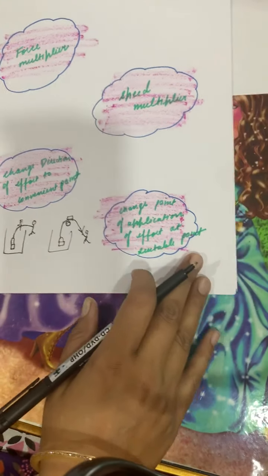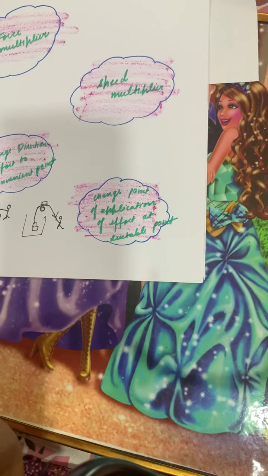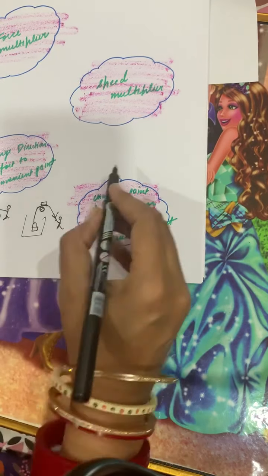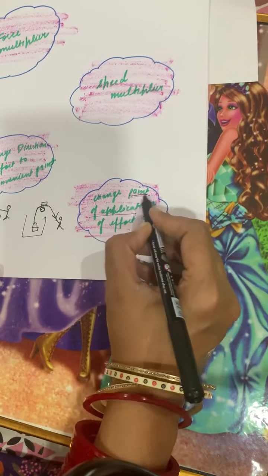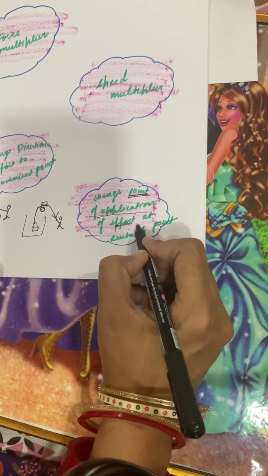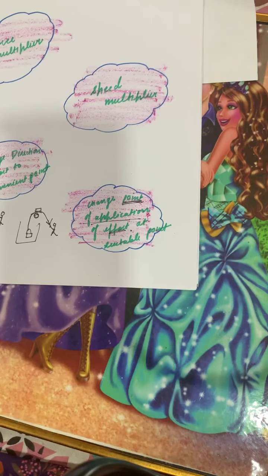And the next case is that machines are used to change the point of application of effort. As the rear wheel of a cycle is rotated by applying effort on the pedals, which in turn are attached to the toothed wheel, which is joined to the rear wheel.